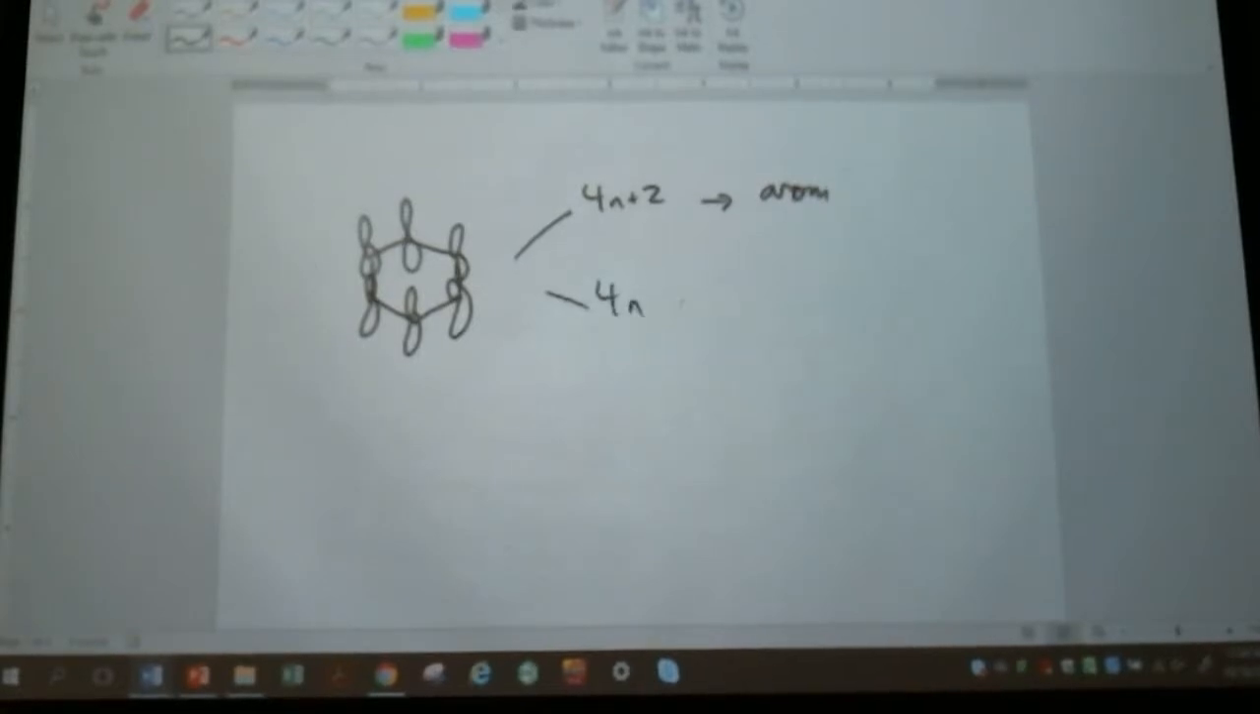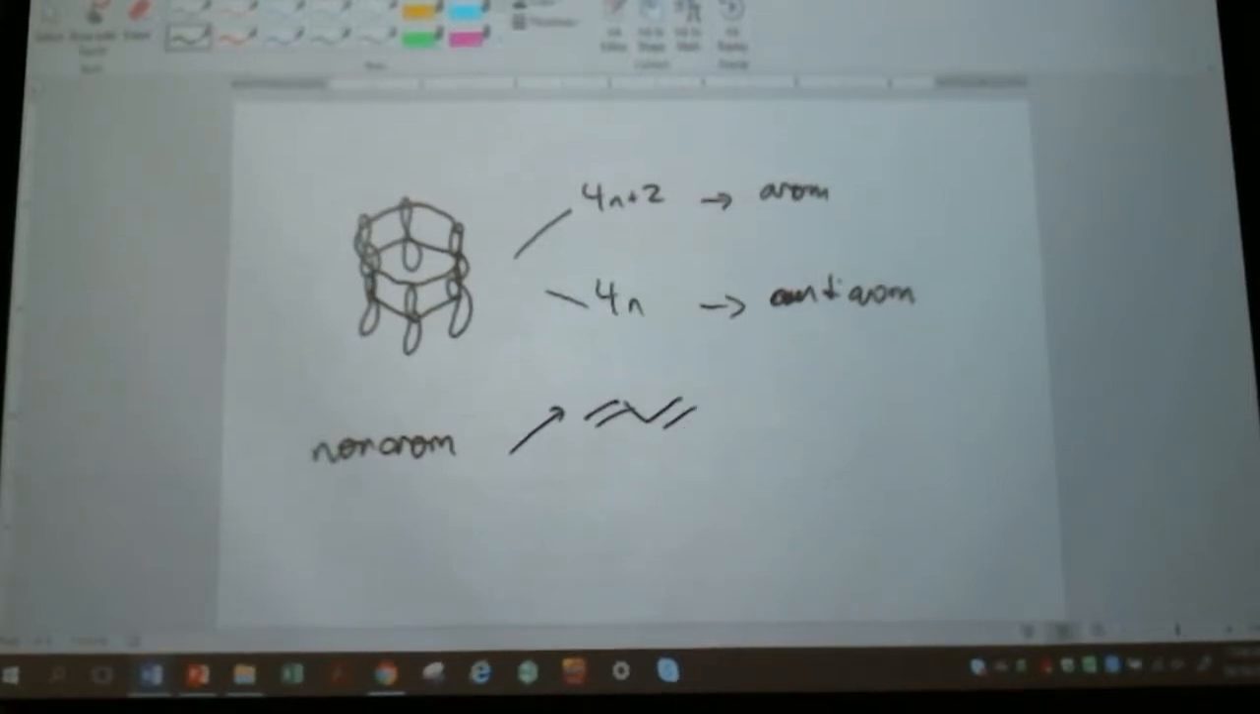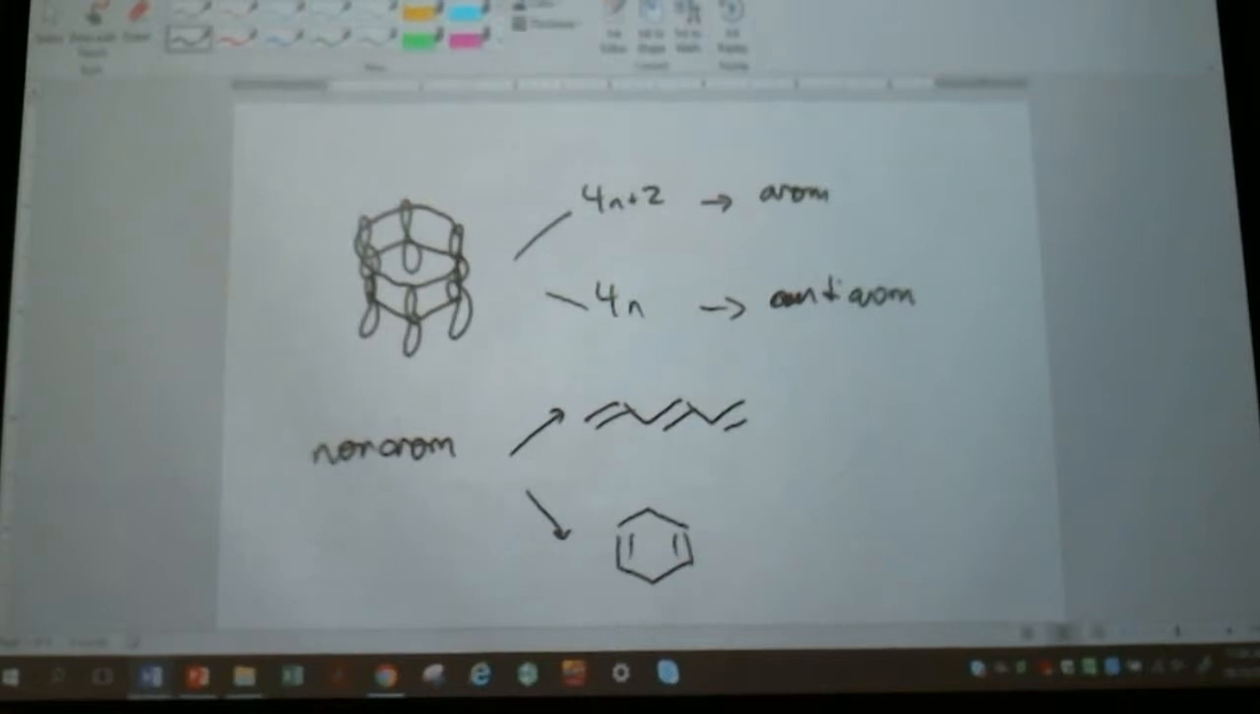If you have only 4n electrons, that is anti-aromatic. The word non-aromatic only applies to when you don't have a continuous array of p orbitals in a cycle. So it could refer to an open chain. It could refer to a cycle that doesn't have a continuous array of p orbitals, any of them. Okay?